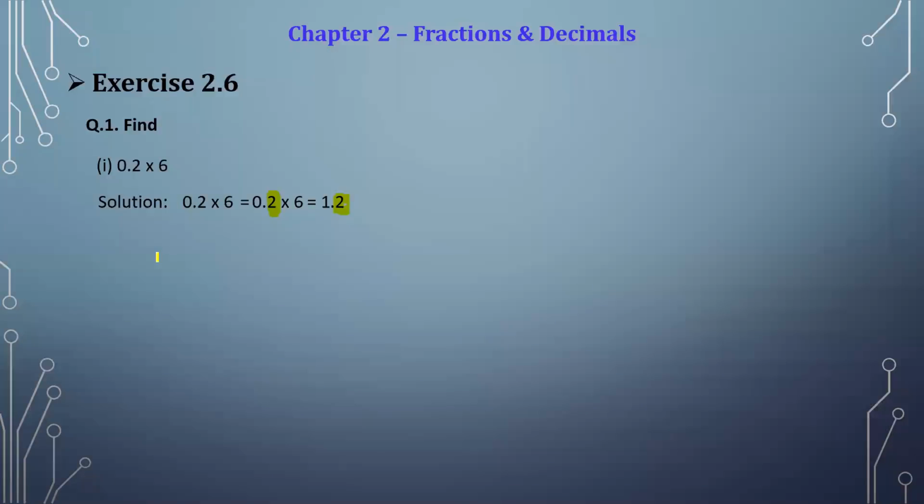Now, the second example is 8 into 4.6. Here the only difference is that the position of the numbers is changed. Nothing else is changed. In the first example, the decimal number is given first, and in the second example, it is given later. So it doesn't matter. We have to follow the same steps while solving such an example.